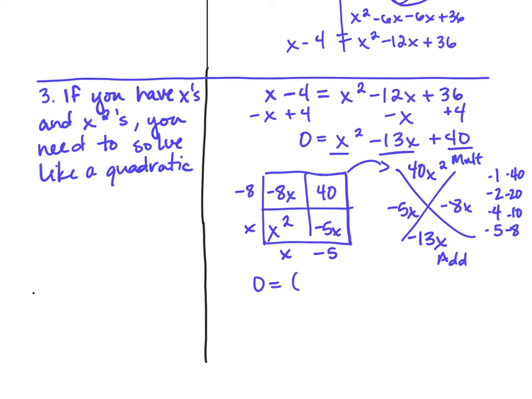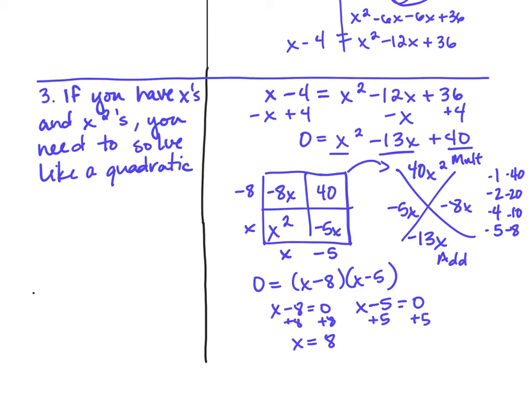So 0 equals x minus 8 times x minus 5. And then you use the zero product property, set both of those equal to 0. X minus 8 equals 0, x minus 5 equals 0. Add 8. So one of our answers is x equals 8. Add 5, whoops, add 5. So x equals 5.